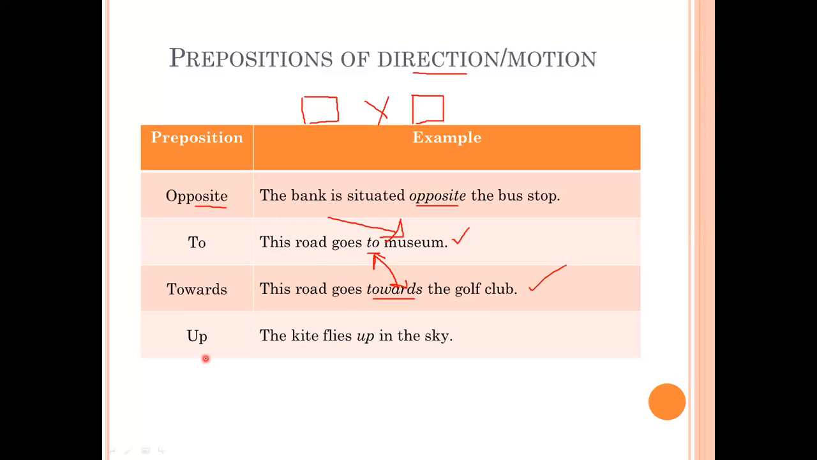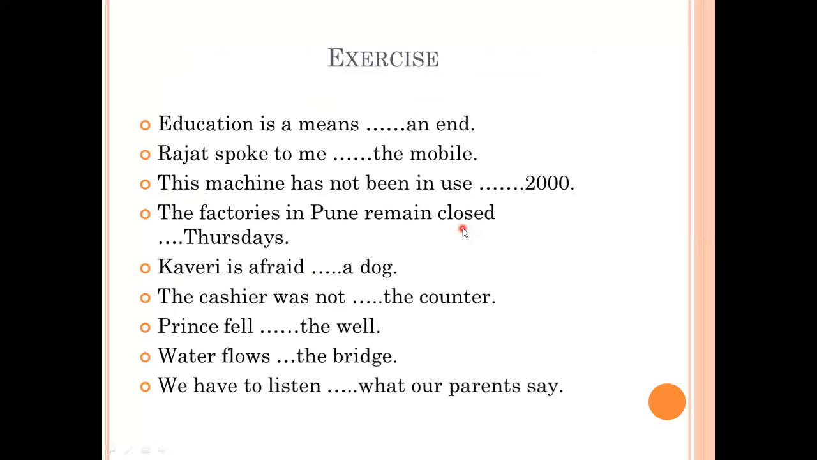And next we have up. All of you know the directions up, down, and you can relate it. See the example: the kite flies up in the sky. So if it is up in the sky, that is upward direction. So they refer to direction or motion. You need to understand that there are other examples also. Here we are getting only one example of each category, but you'll find more examples. So let's go through this exercise and then we will go for conjunction.